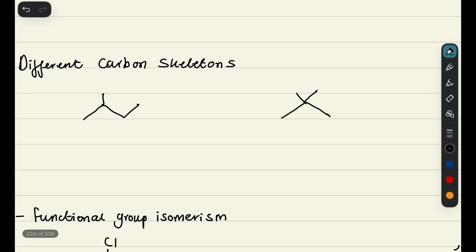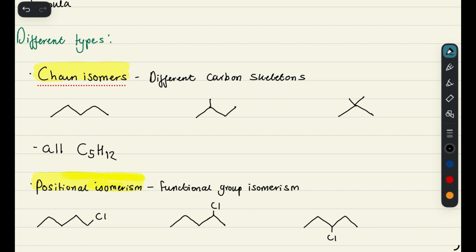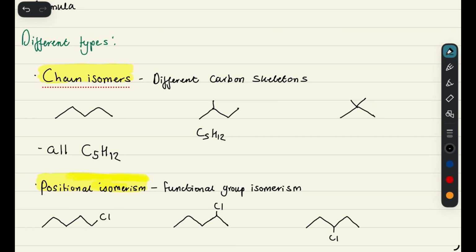This one is 2,2-dimethylpropane. So you can see that all of these, literally all of them, if you take a second to look, all of them are going to be C5H12, every single one, right? But you can see they have different structures.